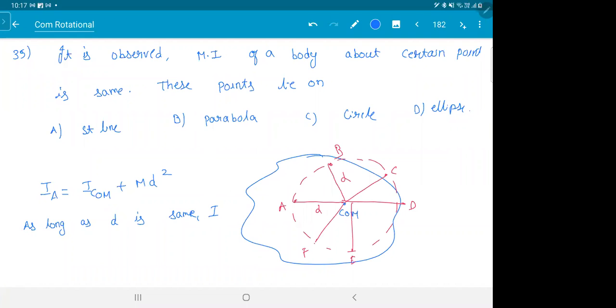Now you tell me, from a point, if the distance is fixed, what kind of shape will you get? Circle. As long as D is the same, I remains the same. So the answer would be a circle with the center of mass as the center. So your answer is a circle. For all the points on a circle with the center of mass as the center, the D will remain the same, so the moment of inertia will remain the same.